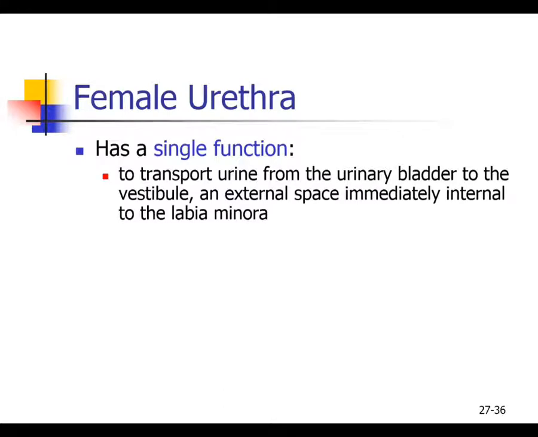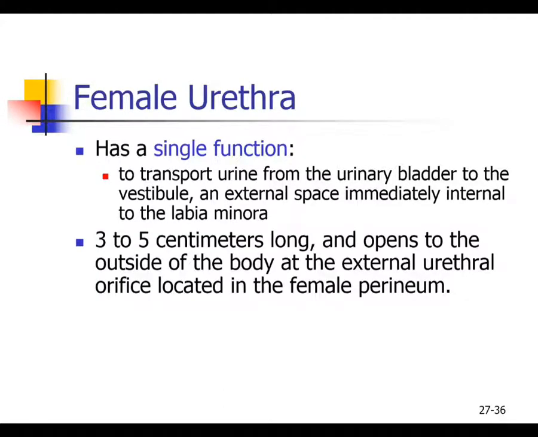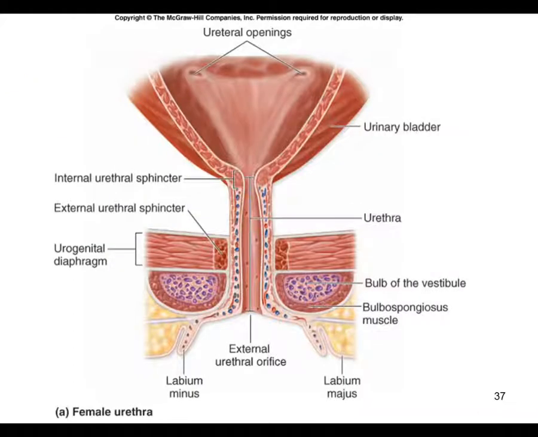Distinguishing between the male and the female urethra. The female urethra only has one function, and that is for the passage of urine. It is relatively short, 3 to 5 centimeters, 1 to 2 inches long. So this makes women more prone to urinary tract infections.